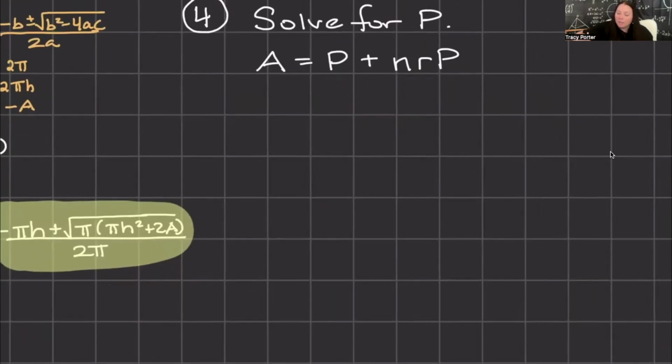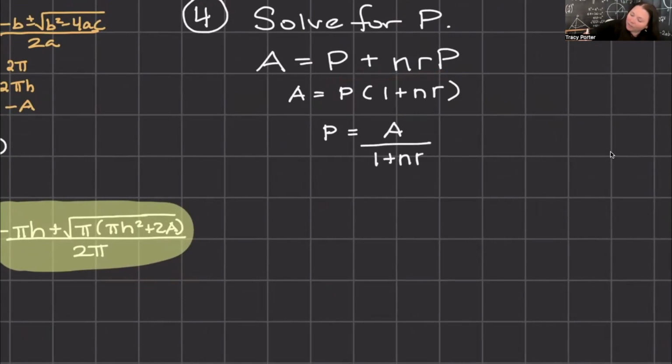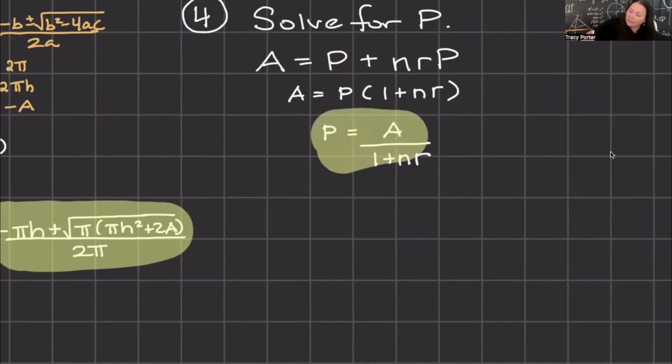This one should be a little more straightforward. So solve for P. Both of these terms have a p, so let's factor one of those out. And then we're left with 1 plus n times r. So all we need to do is divide by 1 plus n times r. So p is going to be a over 1 plus n times r. And that's it for number 4.